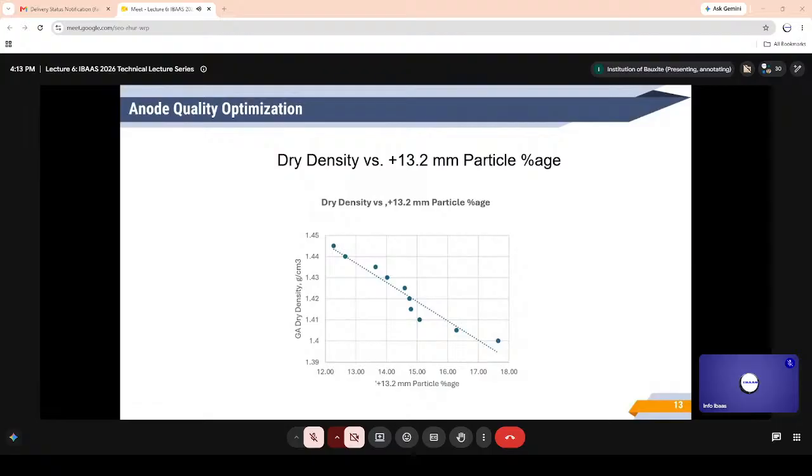There is impact of percentage of large particles in dry aggregate on the dry density of anodes. The particles above 13 millimeter should be about 8 to 10% maximum to have high dry density. Higher content of large grains drops the baked anode density.